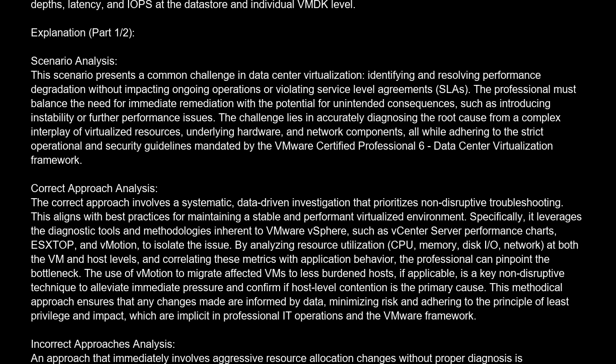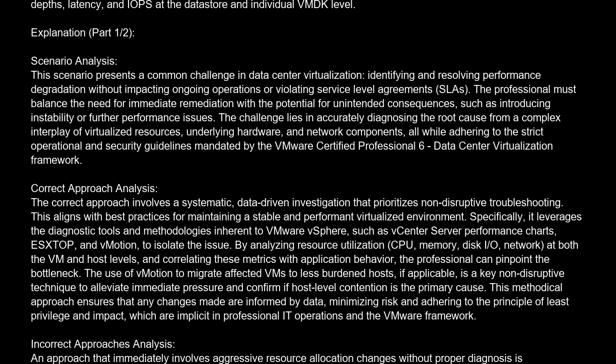Explanation: Scenario analysis. This scenario presents a common challenge in data center virtualization, identifying and resolving performance degradation without impacting ongoing operations or violating service-level agreements, SLAs. The professional must balance the need for immediate remediation with the potential for unintended consequences, such as introducing instability or further performance issues. The challenge lies in accurately diagnosing the root cause from a complex interplay of virtualized resources, underlying hardware, and network components, all while adhering to the strict operational and security guidelines mandated by the VMware Certified Professional 6 Data Center Virtualization Framework.